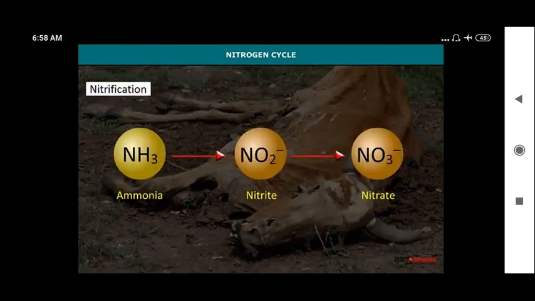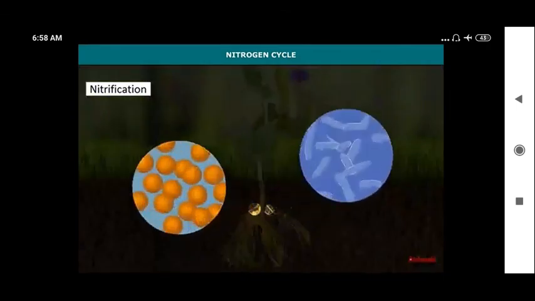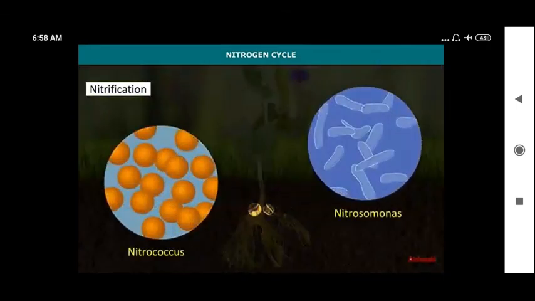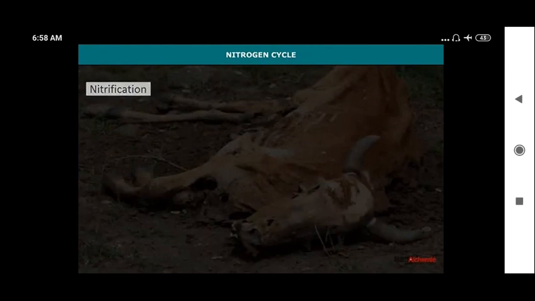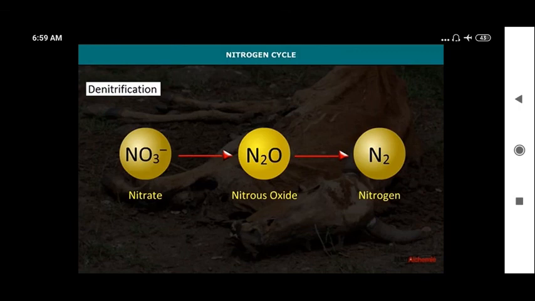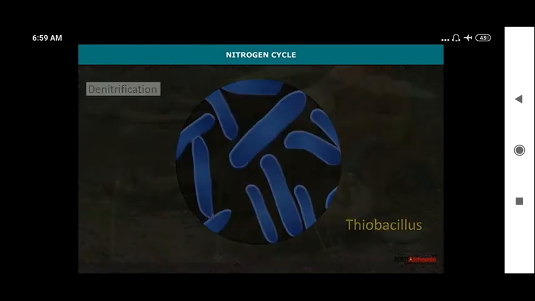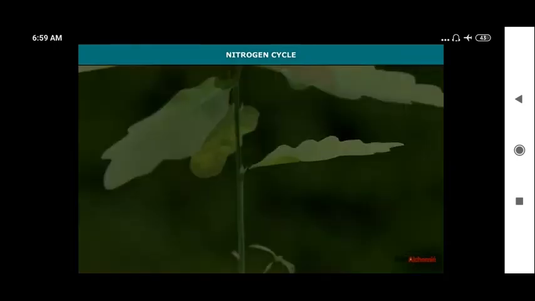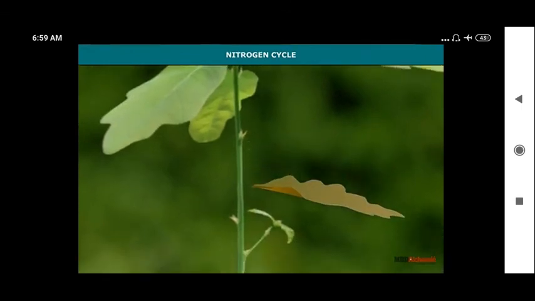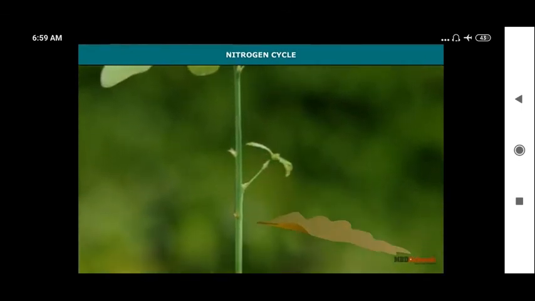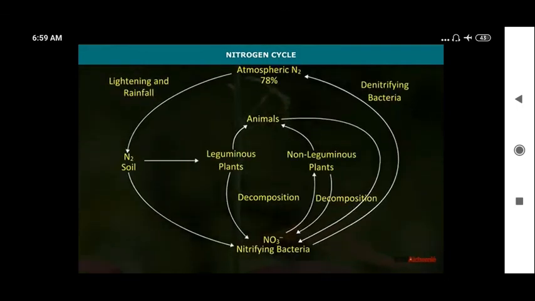Nitrification: it involves oxidation of ammonia to nitrates through nitrites in the presence of nitrifying bacteria, that is, Nitrococcus, Nitrosomonas, etc. Denitrification: conversion of nitrate to nitrous oxide and then to molecular nitrogen is carried out by denitrifying bacteria, Thiobacillus. Thus, there is continuous cycling of nitrogen between the atmosphere and living as well as non-living systems.